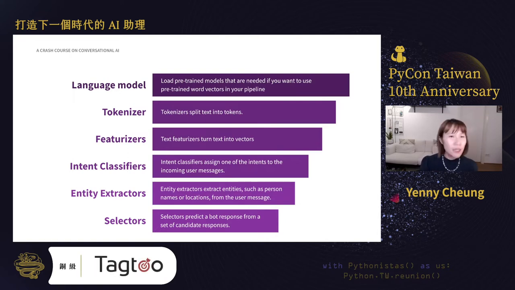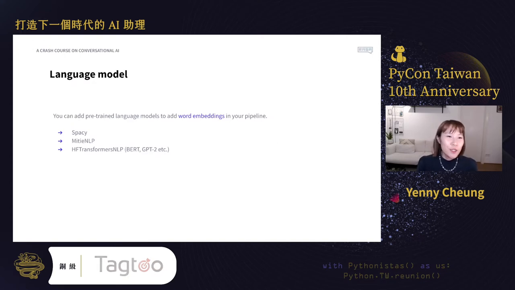And as I promised, I'm going to go a little bit into the language model because there are a lot of interesting things I want to talk to you about. You can add these pre-trained language models to add the so-called word embeddings into your pipeline. So you can configure your pipeline to use things like spaCy, MITIE, or Hugging Face transformers, the very hyped BERT or GPT-2, etc. And then it loads the pre-trained language models, and then they can represent each word in a sentence as word embeddings. Let's talk about word embeddings because that's quite a mouthful.